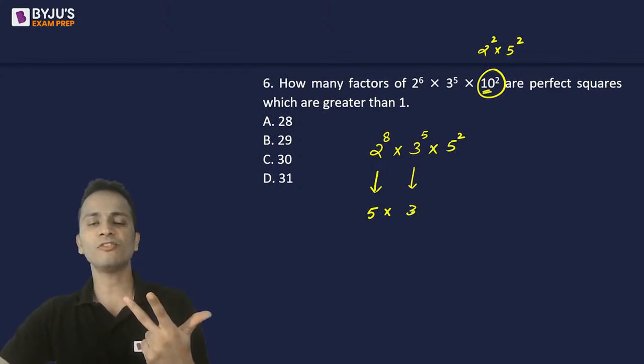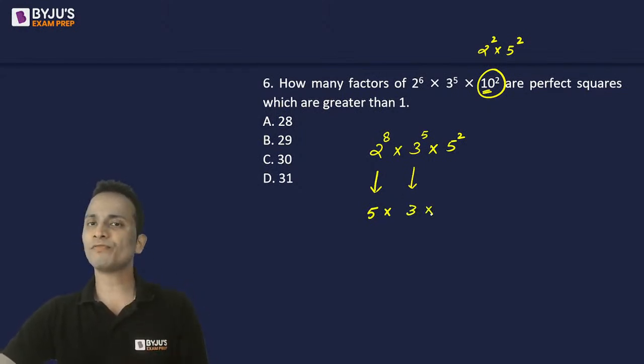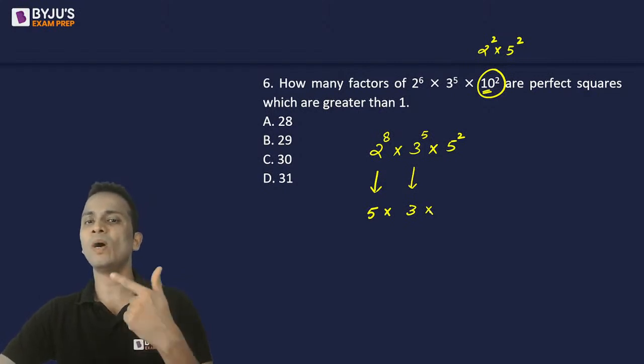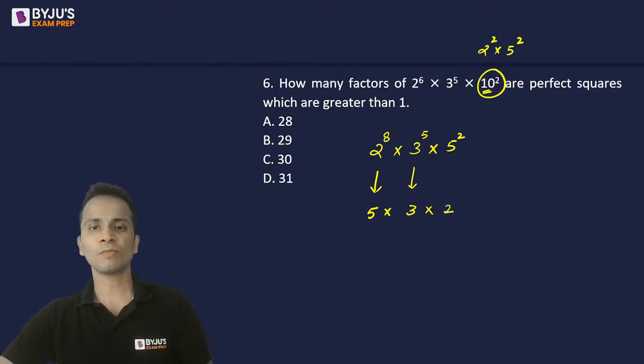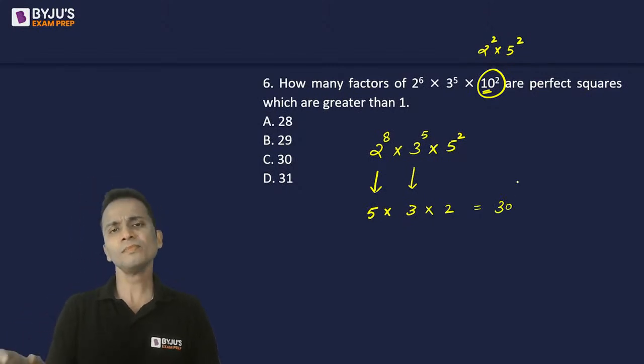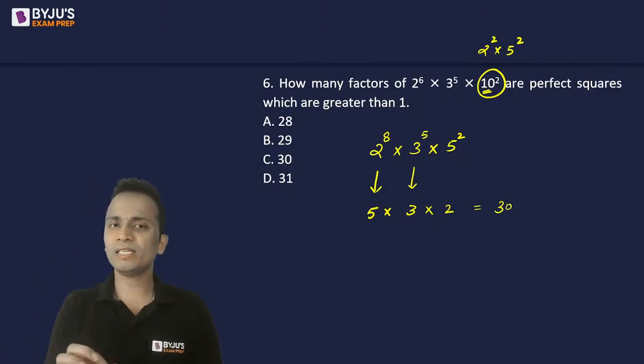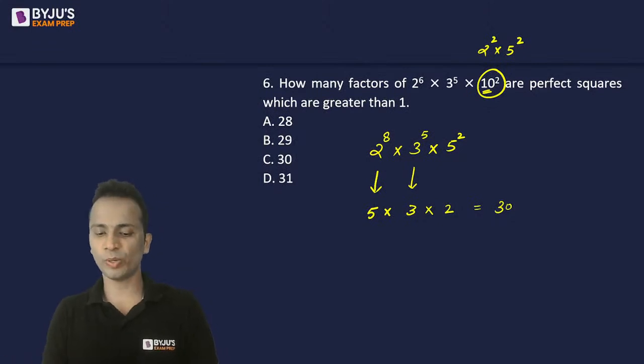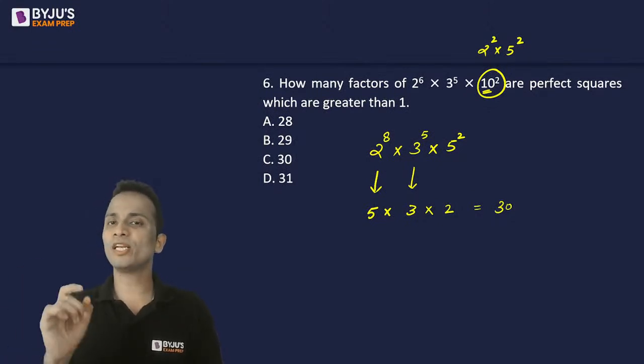So it will be considered in 3 ways. And powers of 5 considered will be 0 and 2. That means 2 powers. So the total number of factors which are perfect squares will be 5 into 3 into 2, that is 30. Alright. Now, these 30 factors which are perfect squares will also include 1.